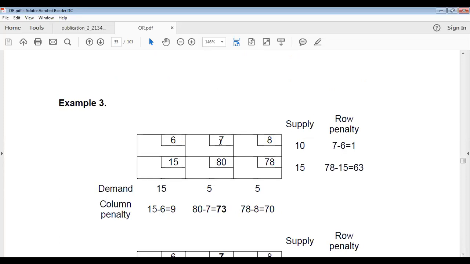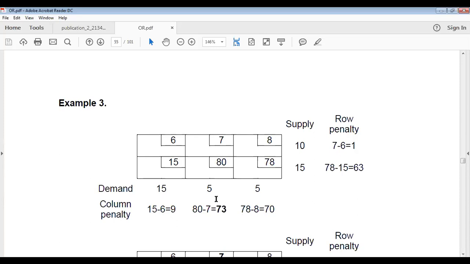So first minimum, second minimum. 7 minus 6, it is 1. So in this, 15 and 78: 78 minus 15, it is 63 is the penalty. And 15 minus 6, 9. And 80 minus 7, 73, and 78 minus 8, 70. Among all these, 63, 70 and 73, 73 is the largest penalty.